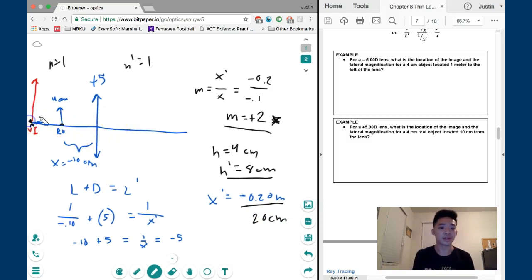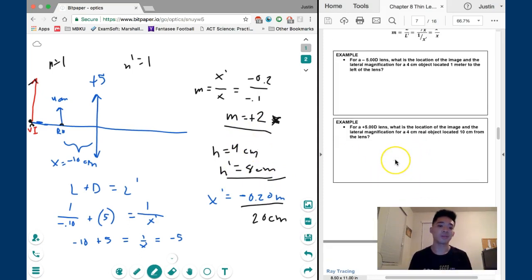So I notice over here, how did I know that the line goes this high? Well, I calculated m is x prime over x, and that's negative 0.2 over negative 0.1, which gives you a plus 2. So it's twice the length. So if the original height was 4, because the magnification is plus 2, you have a height of 8.